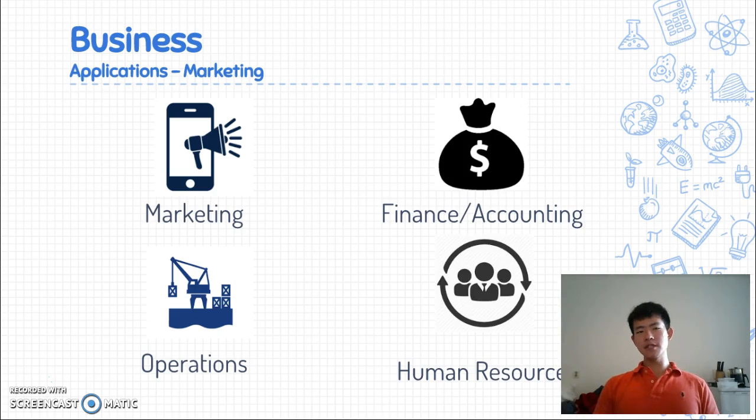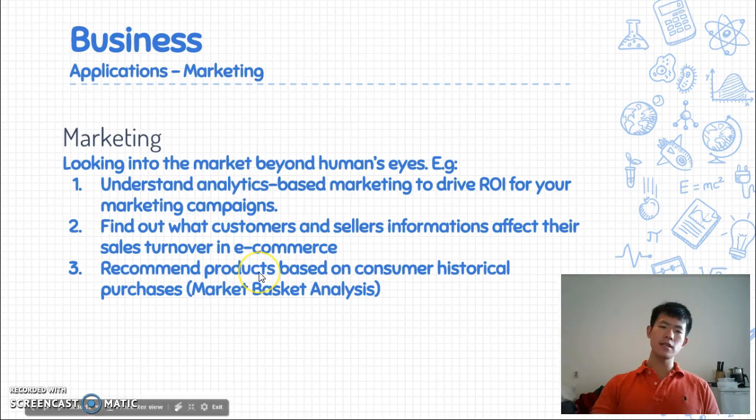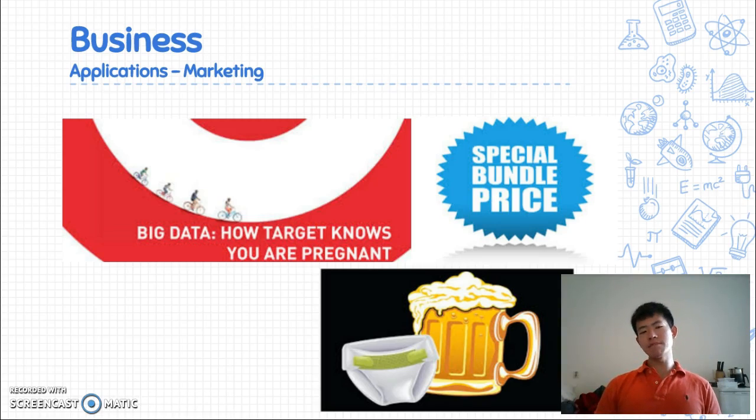And finally, for the business, we are going to talk about applications. So it could be in anything like marketing, finance, operations, and human resource. And for marketing, we talk about understanding the marketing approach of analytics. A simple example is Target. Target knows when somebody is pregnant.